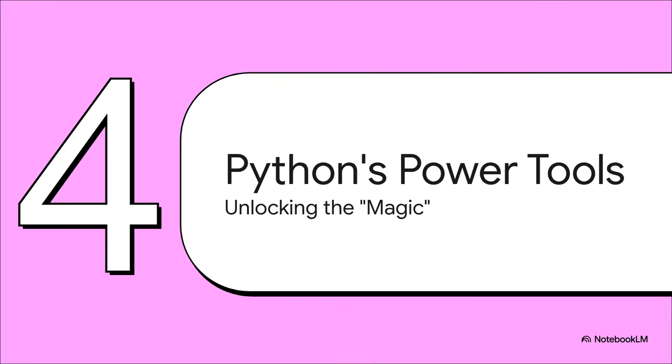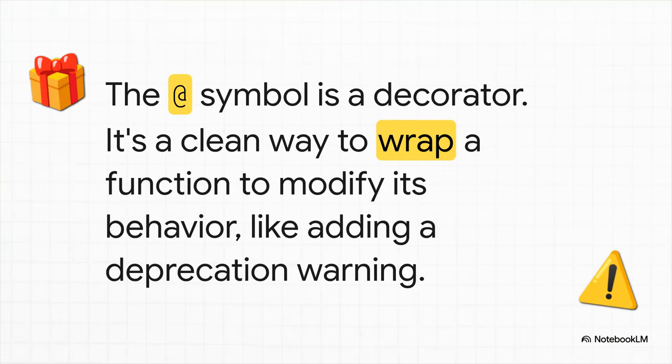All right, let's shift gears. We're about to dive into some of Python's more, let's say, magical features. These are the tools that really make Python so expressive and fun to use once you get the hang of them. Ever seen that little @ symbol sitting on top of a function and wondered what it is? That's a decorator. Think of it as a way to wrap a function with extra powers. For instance, you could use a decorator to automatically time how long a function takes to run, all without changing a single line of code inside the function itself.